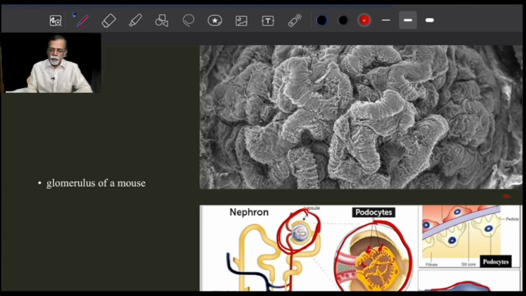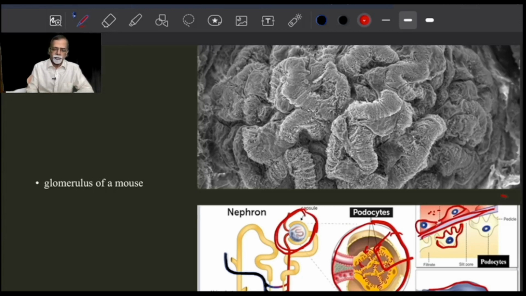And this is a part of this that is taken, and here it shows the inside of the endothelium, which shows the blood. This is the capillary endothelial cells. This is the basement membrane, and these are the modified visceral epithelial cells, otherwise called the podocytes.